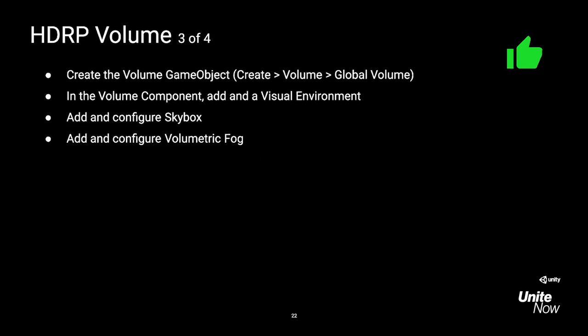So if you are only seeing the ability to create a volume profile, you may want to make sure that you are selecting Create in the hierarchy rather than in the assets window. So if you're using the default scene view in that left bar, you'll want to create the volume there. And then you'll have the option to create the different types. And then again, choose Global Volume.